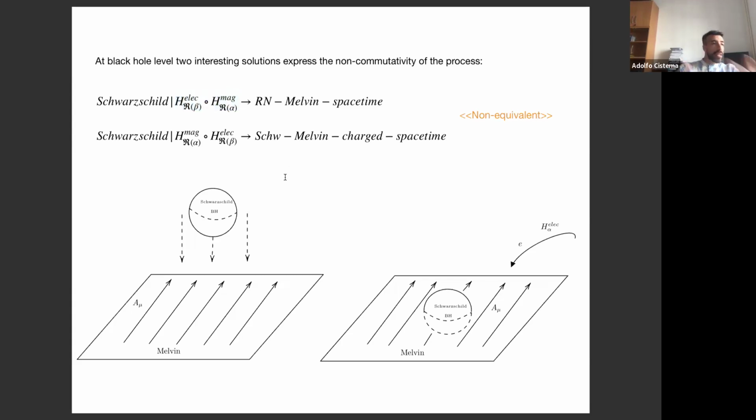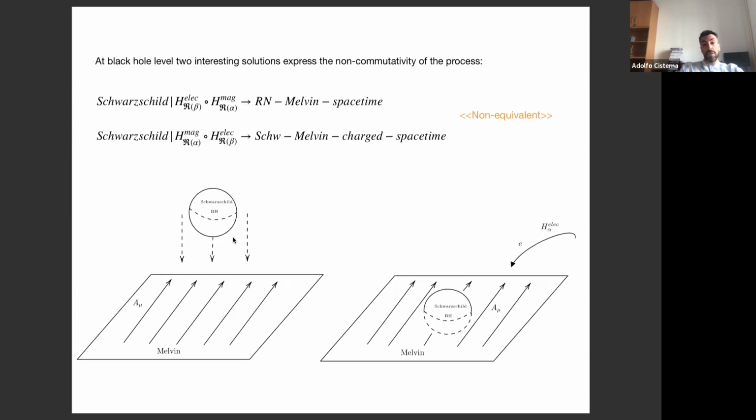But now let me invert the action and let me take Schwarzschild, and instead of putting an electric charge on Schwarzschild, I will first put Schwarzschild on top of my electromagnetic universe. So then, of course, the first thing I'm going to get is Melvin. It's going to be simply Schwarzschild on a Melvin background. And then I'm going to apply the Harrison in the electric fashion. And what I get is something different, because these do not commute.